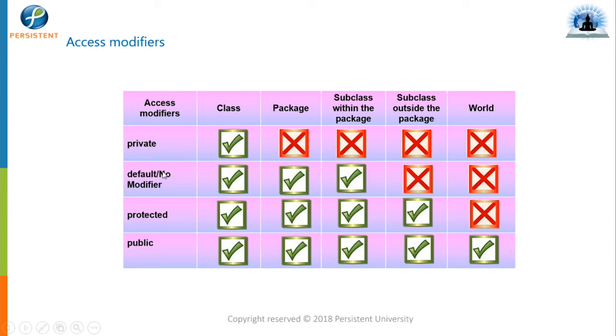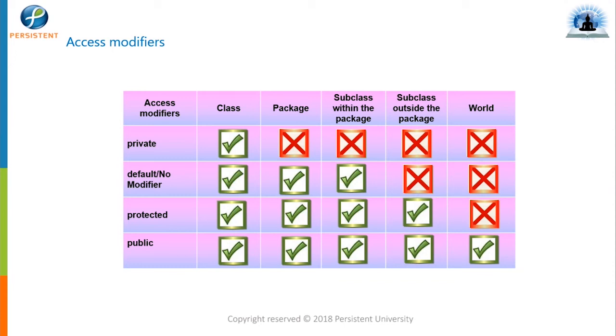After that, we have the default access modifier. We don't need to define it. If I don't write any access specifier in front of a method or a variable, it will be default. So what is the accessibility? It can be accessed in a class and in a package. The restriction is that it will not be accessed outside the package. Just remember, private is only within a class, default is within the class and the package.